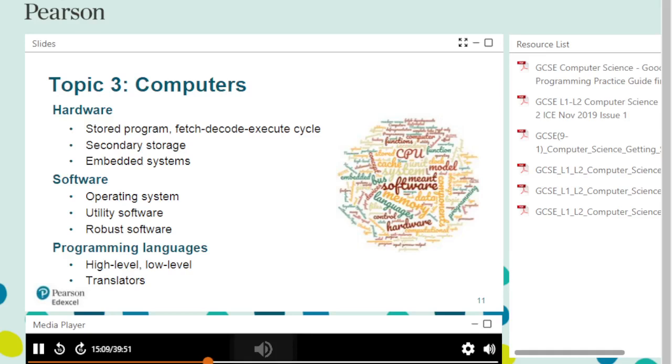Section 2 focuses on system software that is deployed on the hardware. Students need to know why most computers have an operating system and understand the 4 key roles carried out by an operating system, namely file, process, peripheral, and user management.